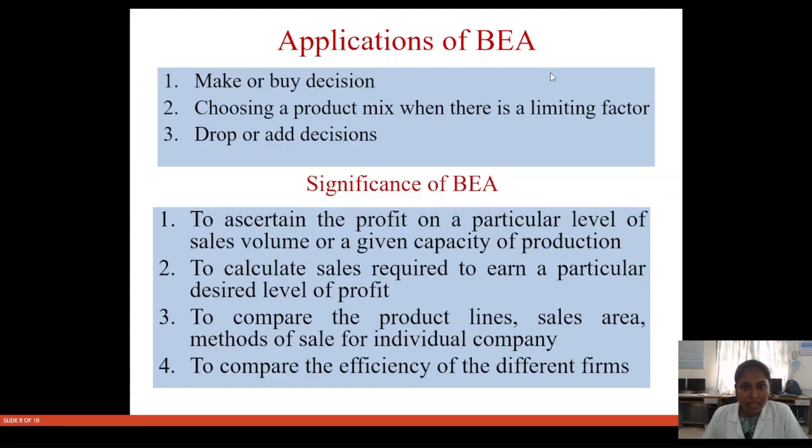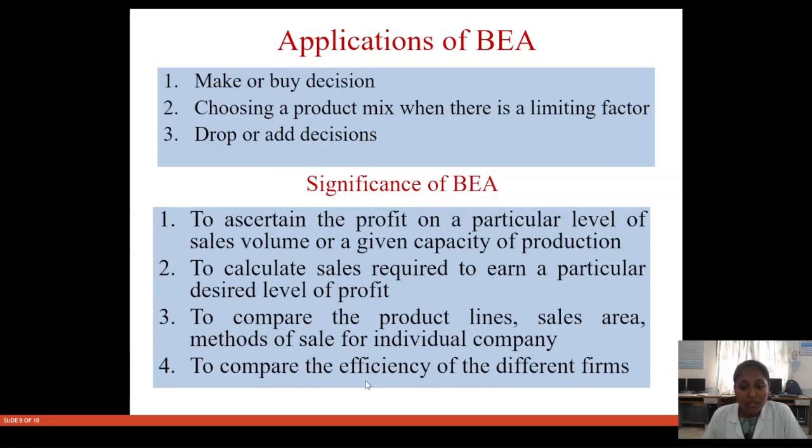These are some applications of break-even analysis. The significance of break-even analysis is to assign the profit at a particular level of sales volume or a given capacity of production, and to calculate the sales required to earn a particular level of profit, before investing a particular amount. At what period we get that amount back will be determined with the help of break-even analysis in economics. It is also used to compare product lines, sales areas, methods of sale for an individual company, and to compare the efficiency of different firms.